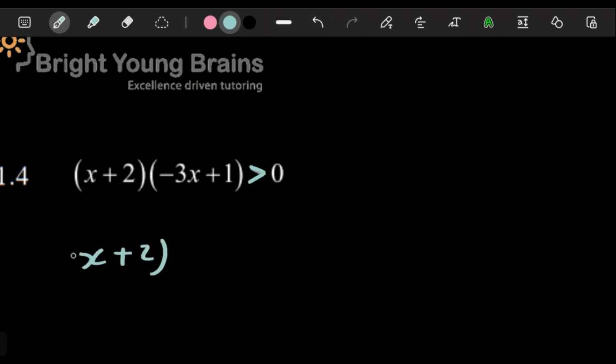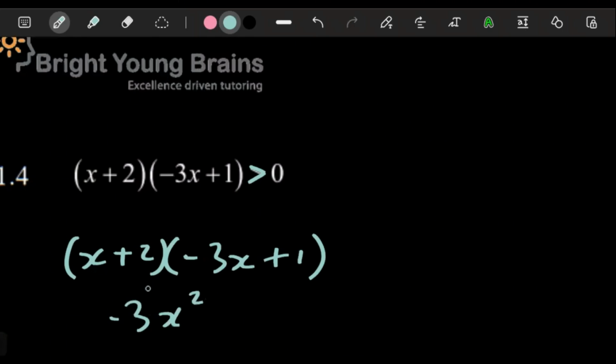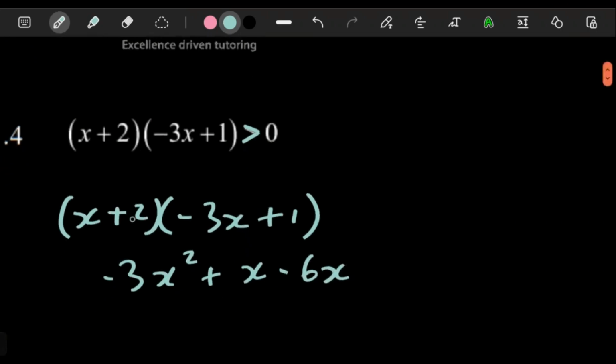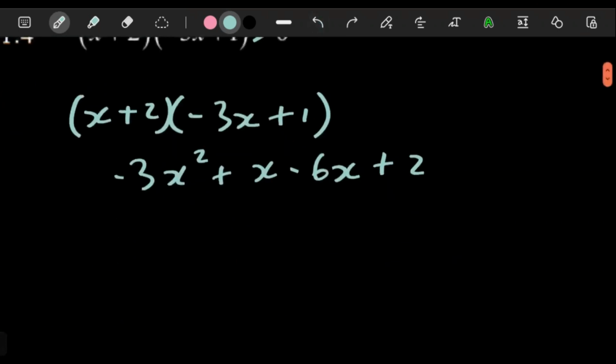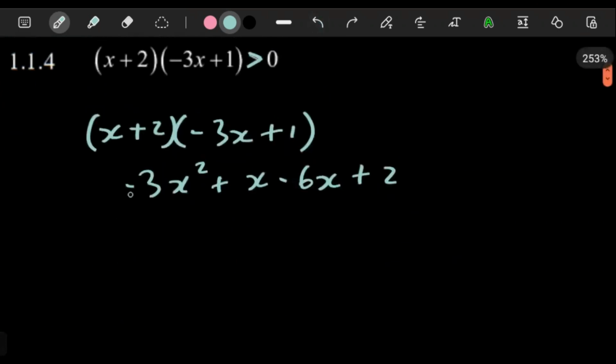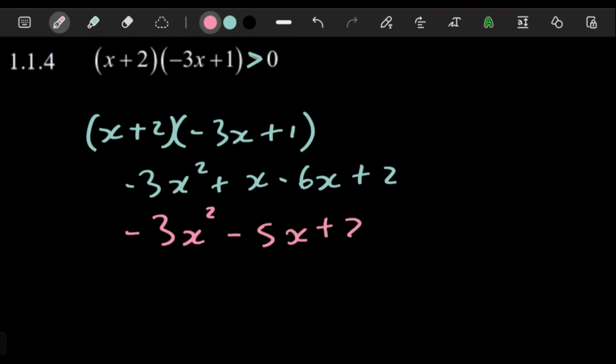X plus 2, we're going to have to multiply out with -3x plus 1. X times this is going to give us -3x squared. X times 1 is going to give us x. This times that, -x. -6x, 2 times the 1 is going to give us 2. We don't have to solve for anything here. We're just going to see what kind of an equation this is. So the one thing we can already see is that it is an equation that has a negative parabola. So 1 minus 6 gives you a -5, and then there's a 2 there.